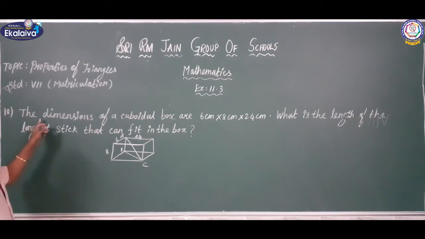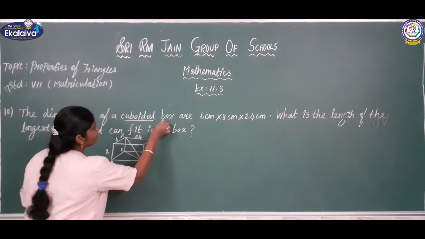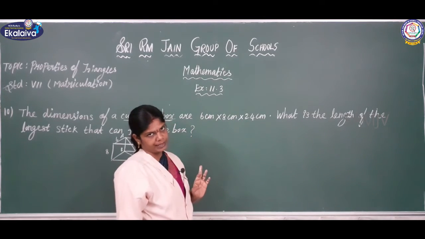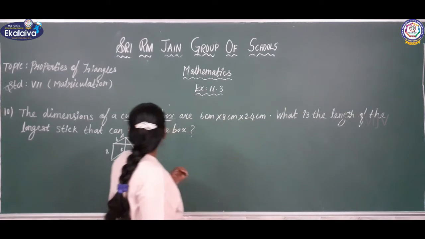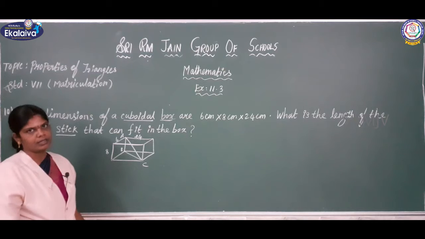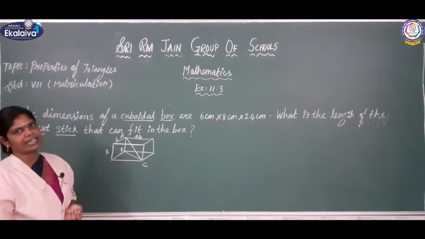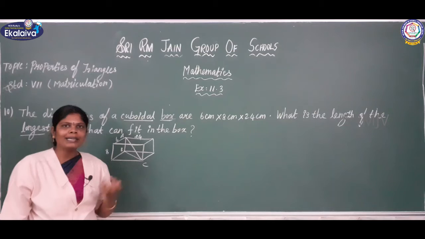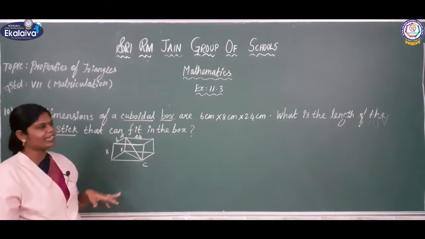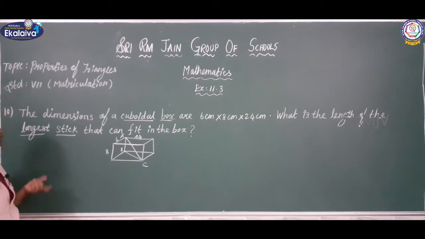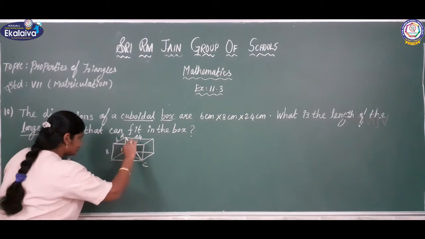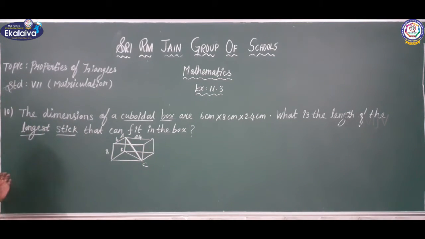Next one, the dimensions of a cuboidal box are 6 centimeter, 8 centimeter, 24 centimeter. What is the length of the longest stick that can fit in the box? Here a cuboidal box is given. What are the dimensions of the cuboid? Length, breadth and height. So these three dimensions are given here, and they fix the stick inside it. So the longest stick, see here, this is the stick. This longest stick length we need to find out.